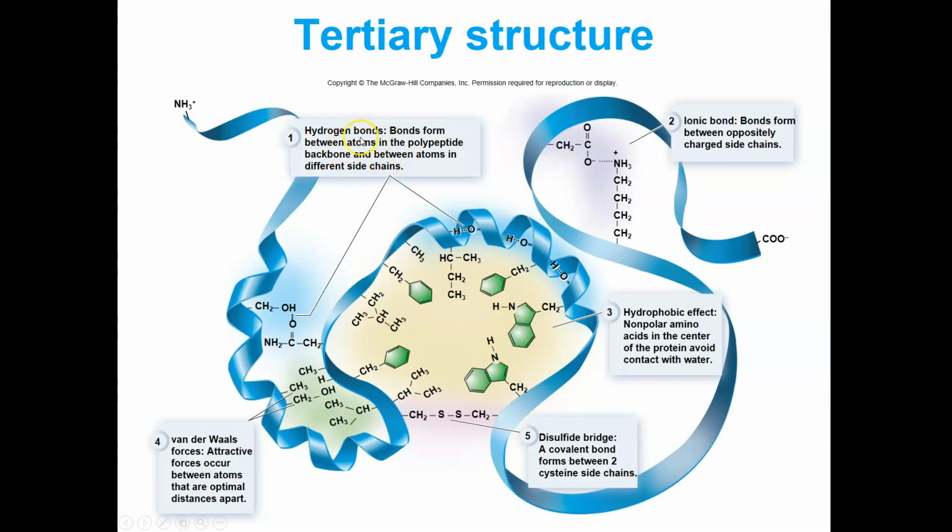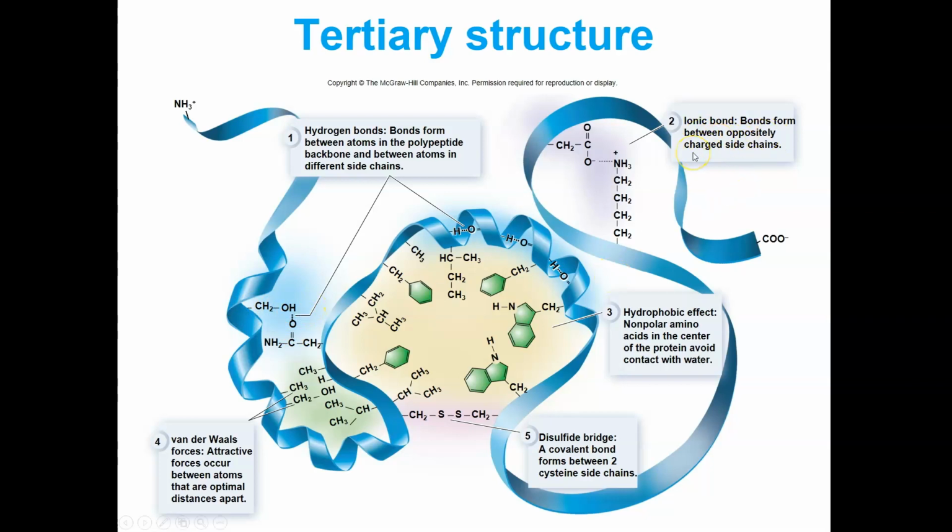So the first one I want to talk about is hydrogen bonding. This is hydrogen bonding that's taking place between the R groups. That's nicely shown here. We've got these different R groups that are extending out from the polypeptide chain, and now you can see we've got an oxygen that's interacting with a hydrogen that's a part of this R group here.